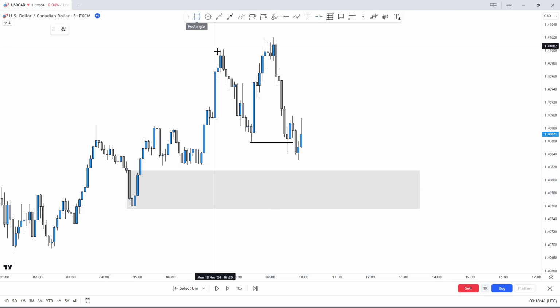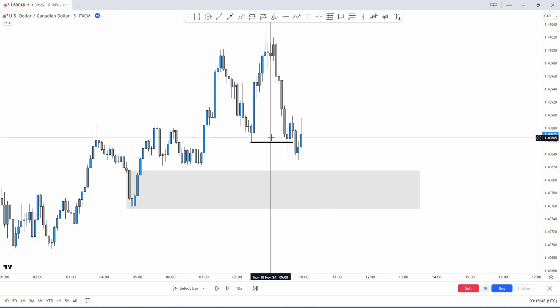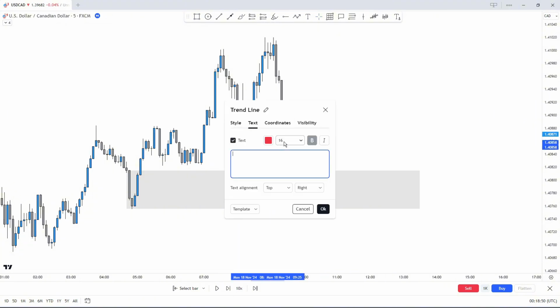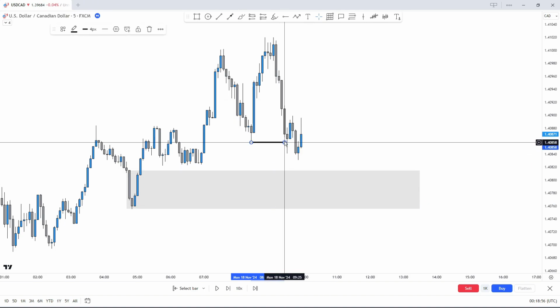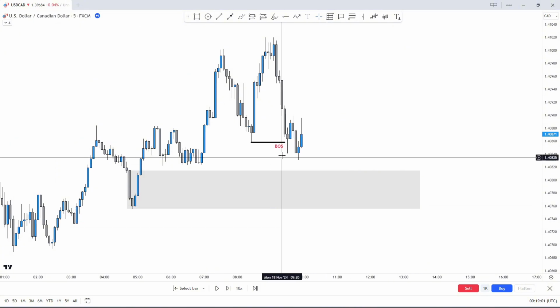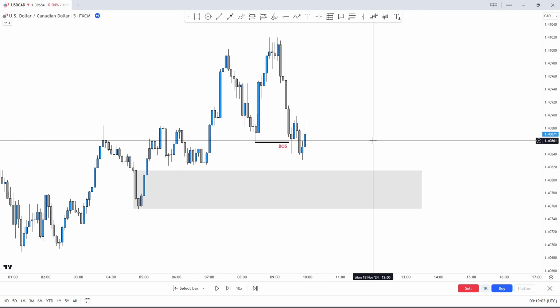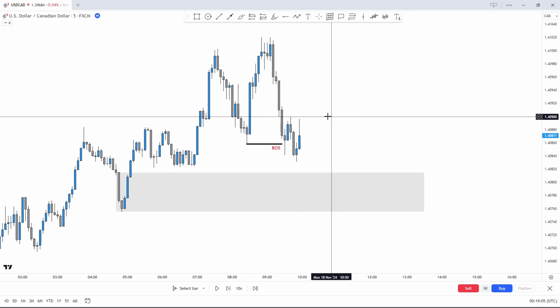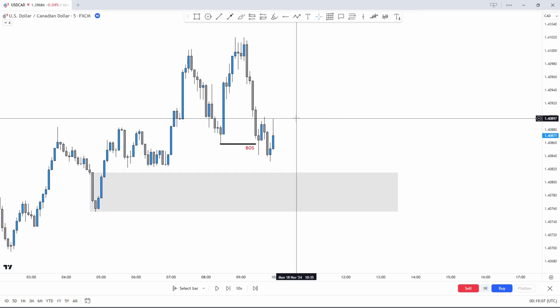So first things first, understand that we have a break of structure over here. So I'm just going to write in break of structure, BOS, right? And it's good to get into the habit of that, so whenever you come back to your analysis, you know what this line is about. And so yeah, we have this break of structure here.